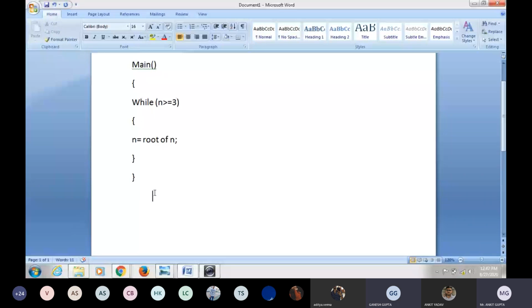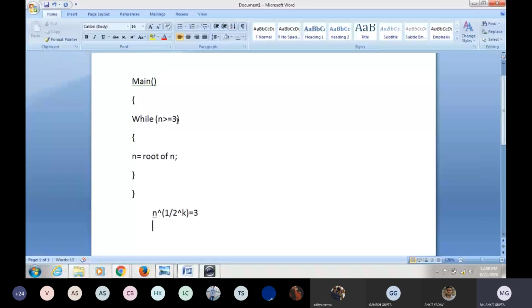So basically, if I go to the k times, I will get n raised to the power 1 by 2 raised to the power k, equal to what condition? 3. Did you get this? The only difference from the previous question is that in the previous question it was n greater than or equal to 2, but in this question n is greater than or equal to 3. So I will write 3 here. In the previous question, I was writing 2 here. Got it?